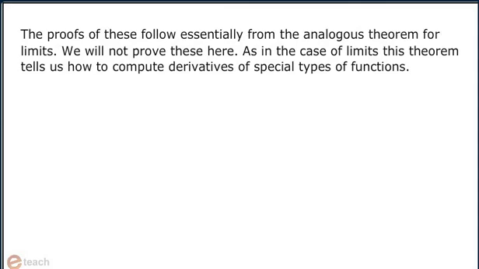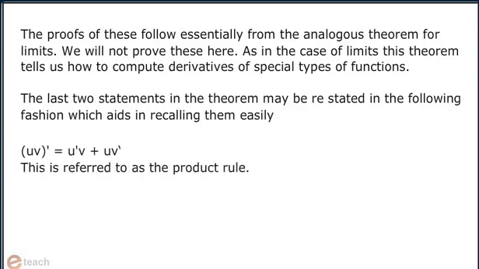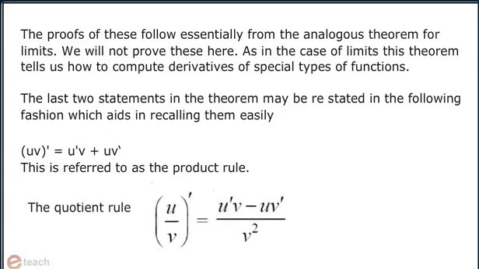As in the case of limits, these theorems tell us how to compute derivative of special type of function. The last two statements in the theorem may be restated in the following fashion, which aids in recalling them easily. (uv)' equals u'v plus uv'. This is referred to as the product rule. The quotient rule is (u/v)' equals (u'v minus uv') divided by v square.